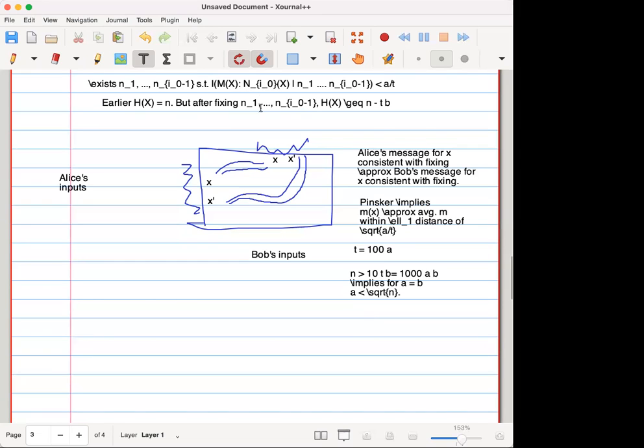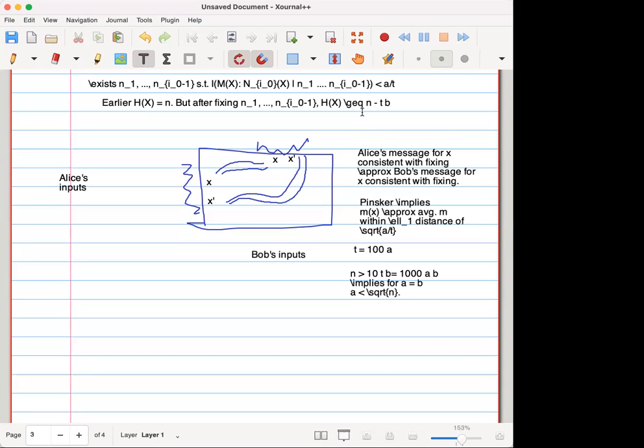So how many bits have I fixed? Remember, each message of Bob is B bits long, and I fixed some I0 minus 1 messages. So at most, let's say T messages, even T minus 1 messages fixed, but I'm giving a crude bound T. So I fixed TB bits, which means the amount of entropy that remains in X is N minus TB. And think of T as 100A or something, so N minus 100AB.